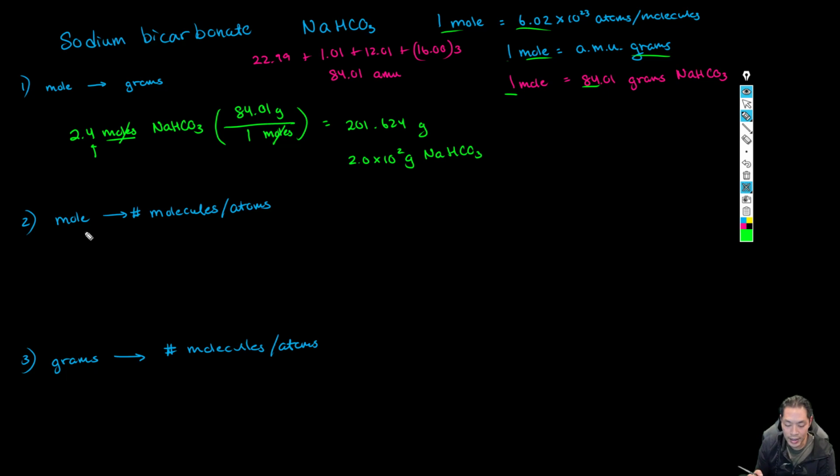Now let's say we have the same amount of moles, 2.4 moles of NaHCO3, and I want to change it to molecules. Well, now let's look over here. Let me erase some of this stuff so we don't get it confused.